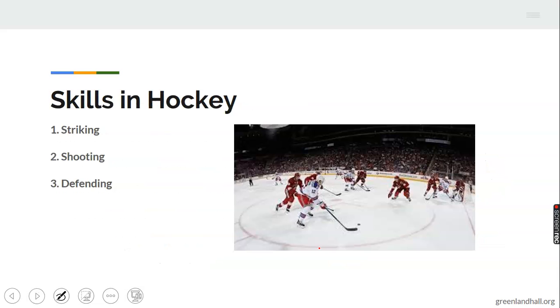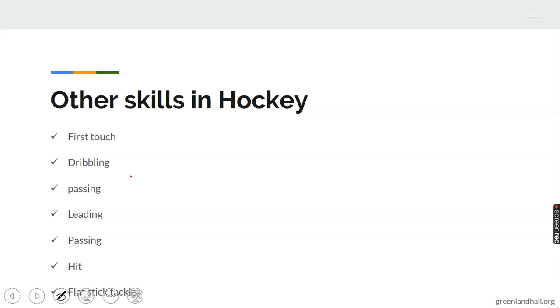Good. Now let's go to the skills in hockey. We have quite a number of them. I have striking, shooting, defending, and other skills: first touch, dribbling, passing, leading. You can have passing twice, and then hit, flat stick, tackle.